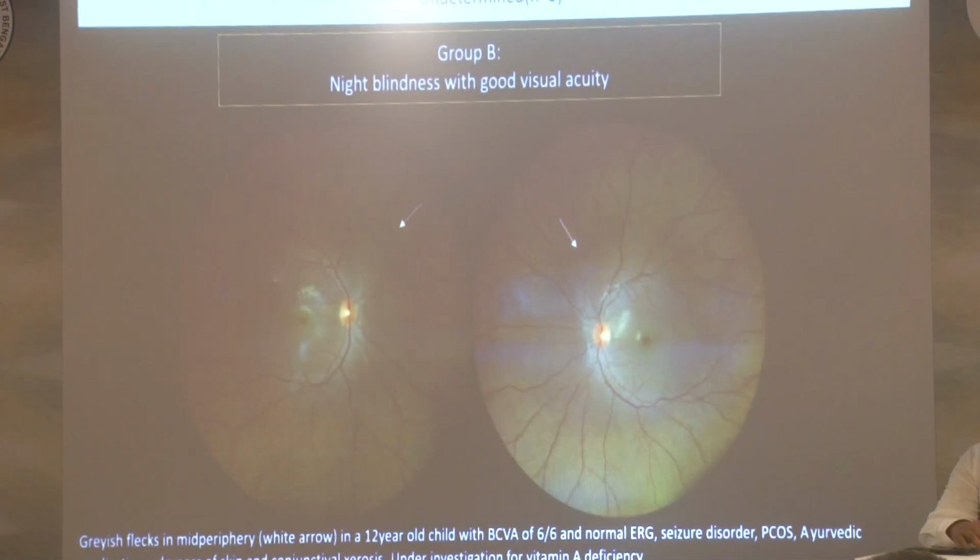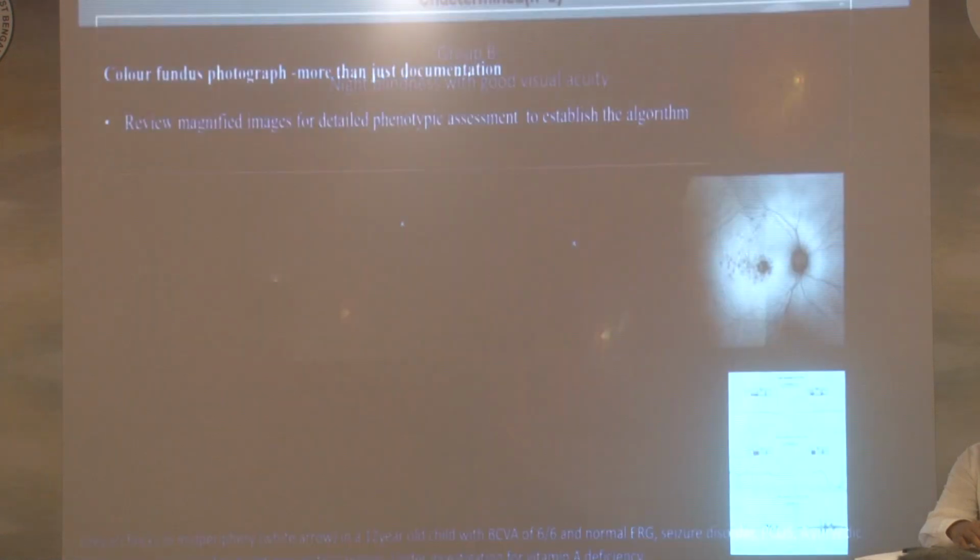And I will go on to the undetermined category. So this was a 12-year-old girl who came with night blindness, 6/6 vision, and her ERG was almost normal, and she is under treatment for multiple systemic issues. She is currently under evaluation for vitamin A deficiency.